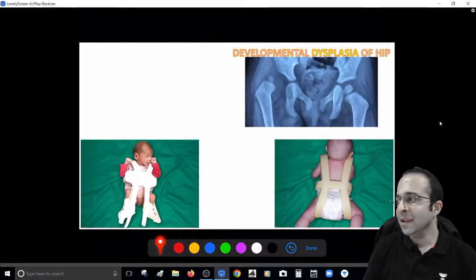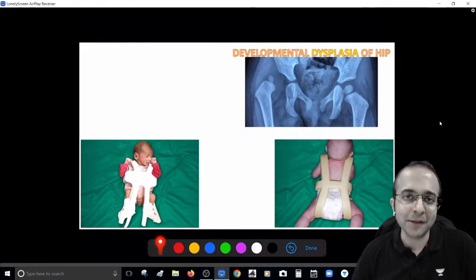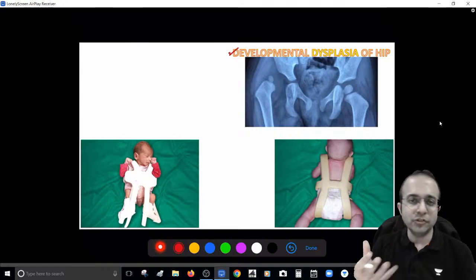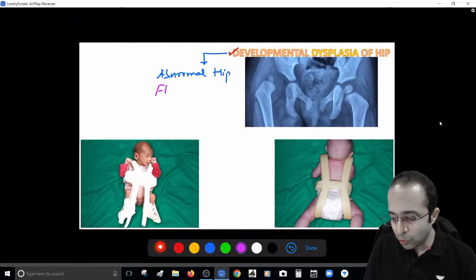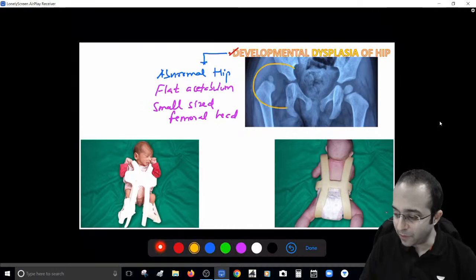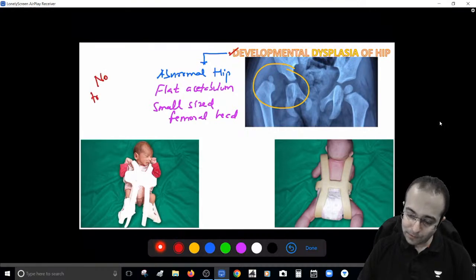Why pain? Clear? Sagging rope sign is this whitish line that you're seeing in the medial femoral neck. This is because of bone remodeling. So Perthes disease is also developmental, and developmental dysplasia of the hip is definitely developmental. Congenital dislocation of the hip is best called developmental dysplasia of the hip, because what you have over here is the abnormal hip. Abnormal hip means you have a flat type of acetabulum, and you tend to have a small sized femoral head. I hope you can pick up both the findings very nicely here in this X-ray. Look at this femoral head, so small in size, and see this acetabulum curved, see this acetabulum flat. So here also you can see no trauma. Clear? So painless limp.